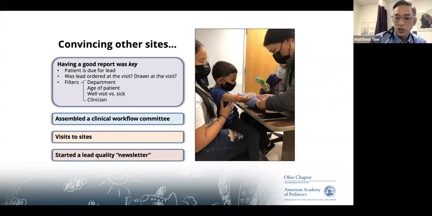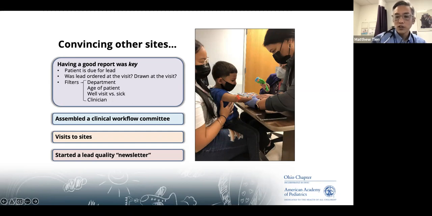This is a really big issue here in Northeast Ohio. And so we met with nurse managers. And so we really tried to share this data with the people who are on the front lines. And another way we shared the data was by starting a lead quality newsletter. So we've been sending out, once a month, a little report on how different sites are doing at ordering and drawing the lead.